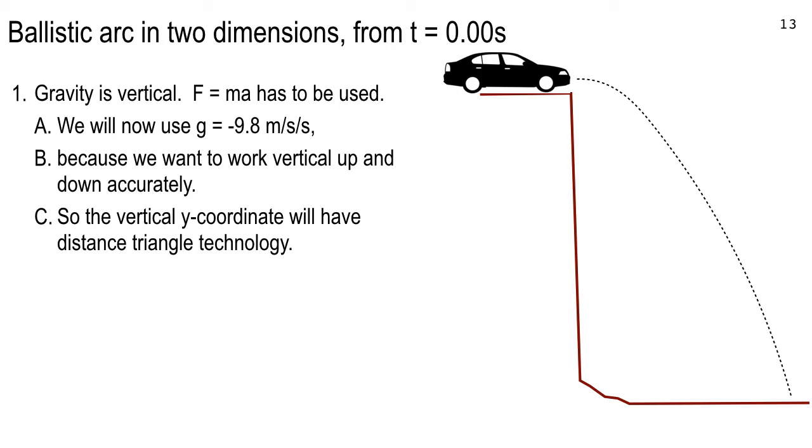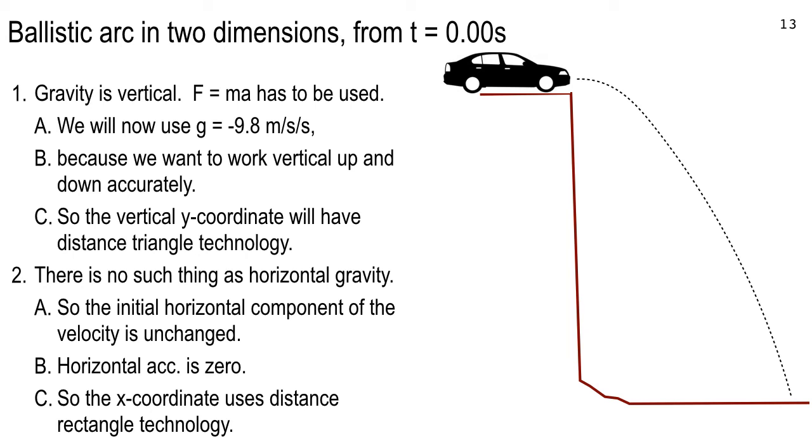Now, gravity is vertical, and so in the vertical dimension, in the y coordinate, you have to use F equals ma. Also, we're going to use a negative sign on the gravitational acceleration. So g equals negative 9.8 meters per second squared. All right, and that's because we want to keep accurate track of where we are in relation to the top of the cliff. Also, the vertical y coordinate is going to use distance triangle technology. So when we get an equation for the y coordinate, yep, there's going to be a 1/2 gt squared, and the g value is going to be negative.